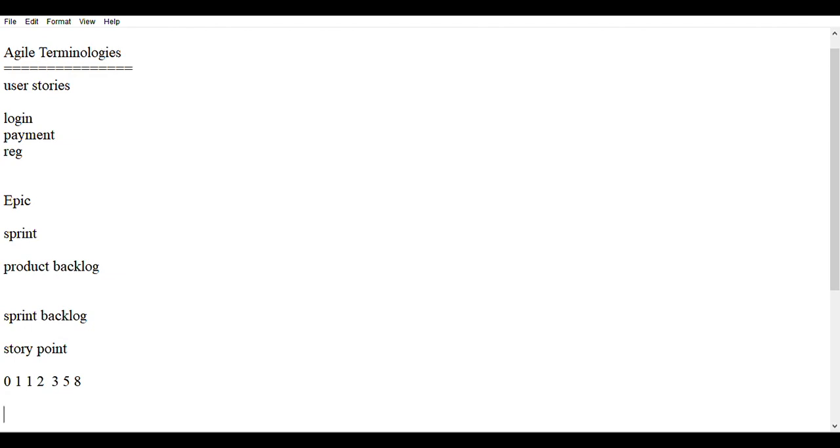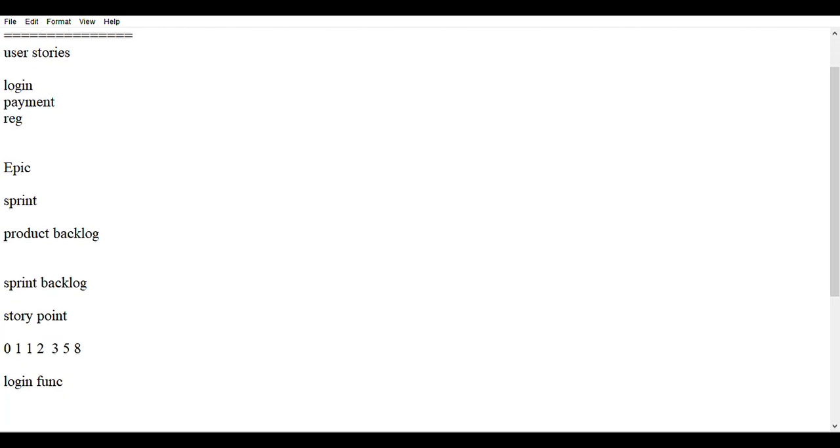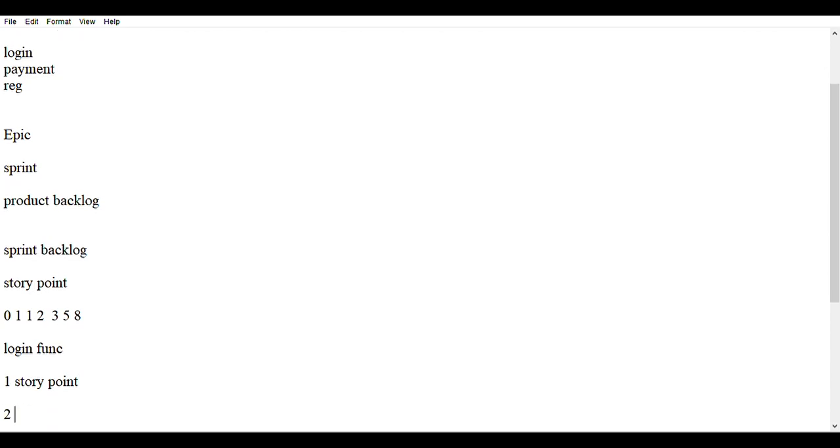I'll explain it clearly. So, we will choose a user story from the product backlog and we will list it in the sprint backlog. So how do they choose, on what basis do they choose a user story? This is how it happens. For example, there is a login functionality. They will be discussing these things in the sprint planning meeting, and the development team says that they require at least one story point to complete the login functionality, and the QA team says that they require at least 2 story points.